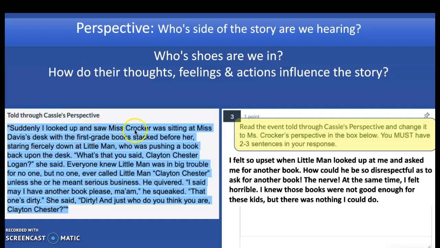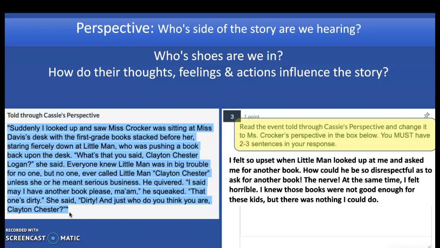Suddenly, I looked up and saw Miss Crocker was sitting at Miss Davis's desk with the first grade books stacked before her, staring fiercely down at Little Man, who was pushing a book back upon the desk. "What's that you said, Clayton Chester Logan?" she said. Everyone knew Little Man was in big trouble, for no one ever called Little Man Clayton Chester, unless she or he meant serious business. He quivered or shook. I said, "May I have another book, please, ma'am?" He squeaked. "That one's dirty." She said, "Dirty? And just who do you think you are, Clayton Chester?"